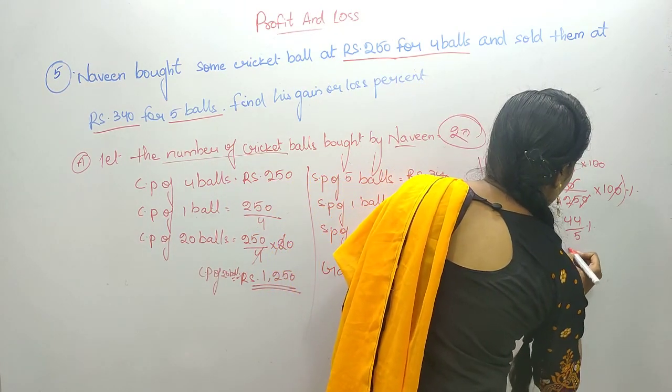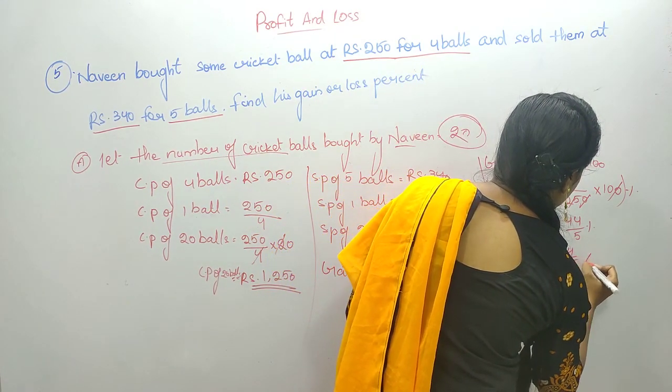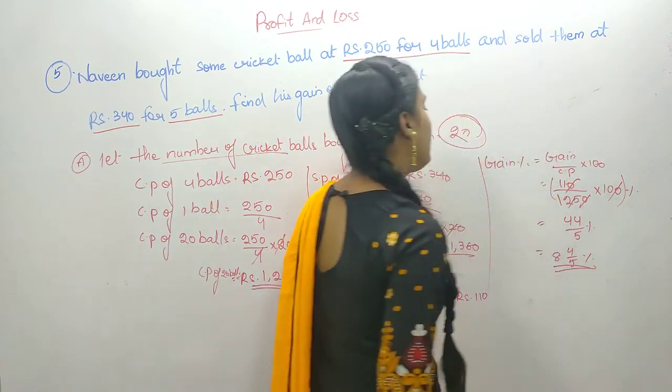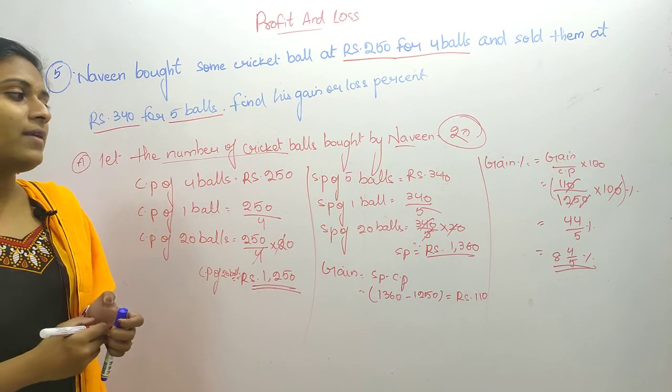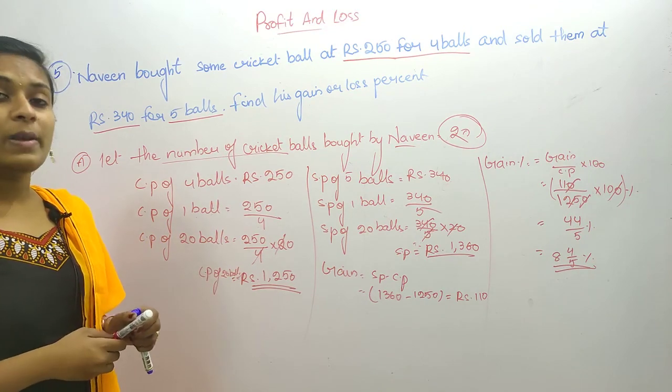44 by 5%. By dividing also we can find out: 8 whole 4 by 5%. Finally, Naveen got a gain percent of 8 whole 4 by 5%. Okay, we'll meet in the next class.